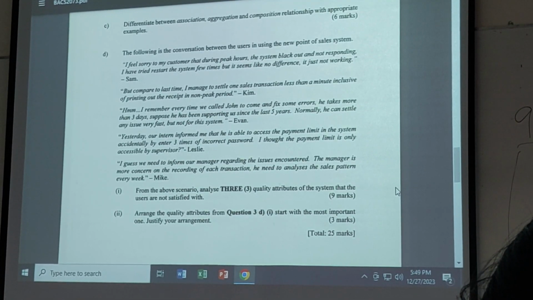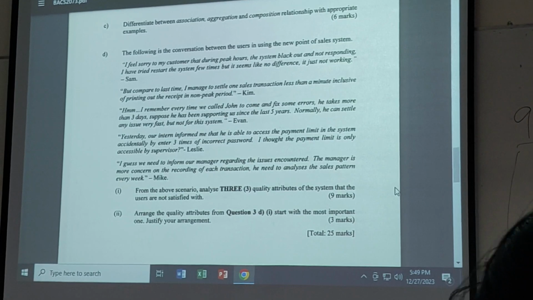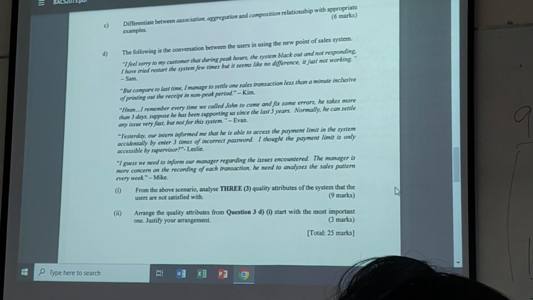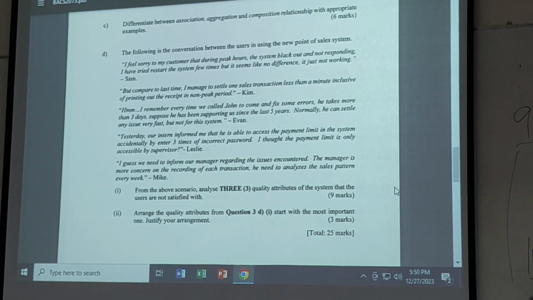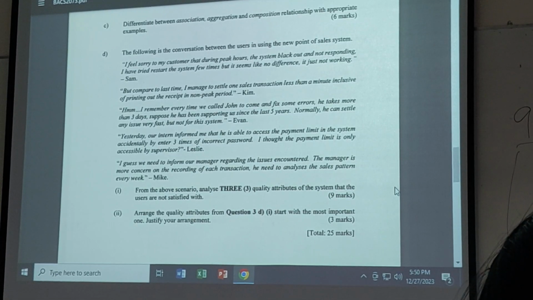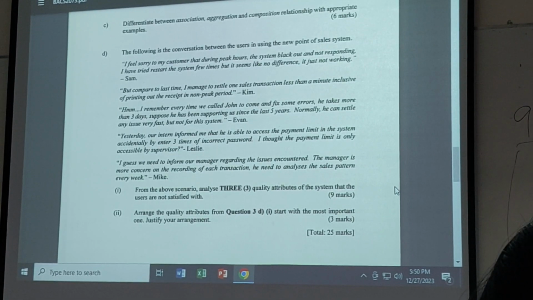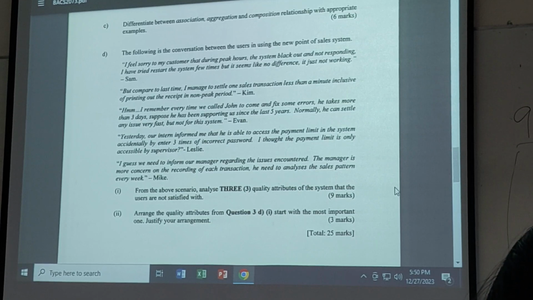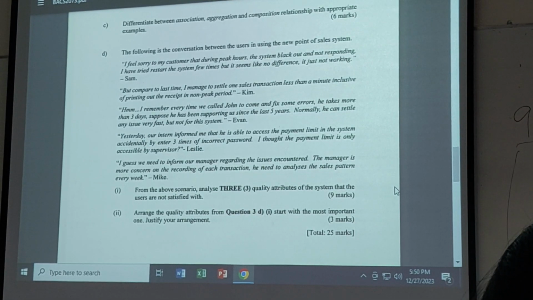Second is maintainability. It is difficult, because it takes more than 3 days, even though the staff has already supported the system for 5 years. Understand? Third one is security flaw. Then the same thing, with explanation. Understand?